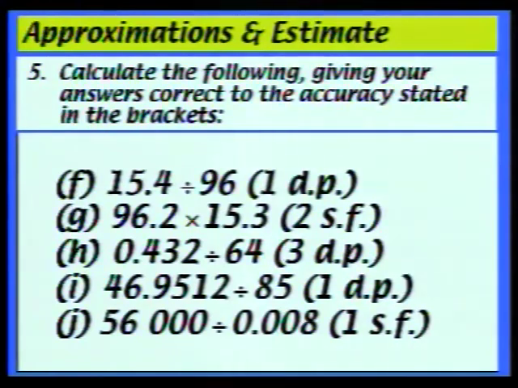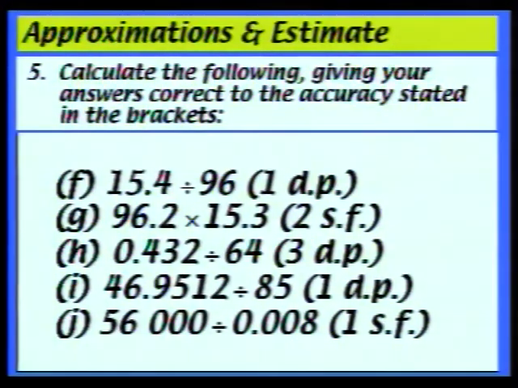Letter G. 96.2 times 15.3, Jake. 1,500. 1,500 is correct. H? 0.007. That's 0.432 divided by 64. That's correct. Letter I, Siegfried? 0.6. 0.6 is correct. And again, it's 46.9512 divided by 85.